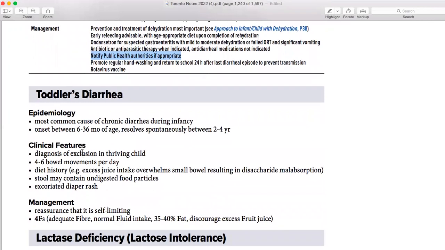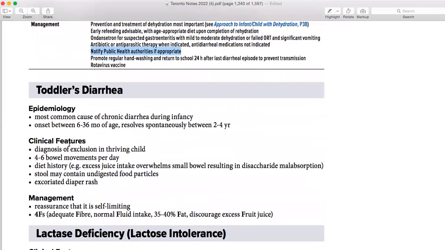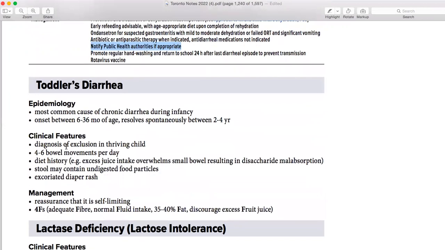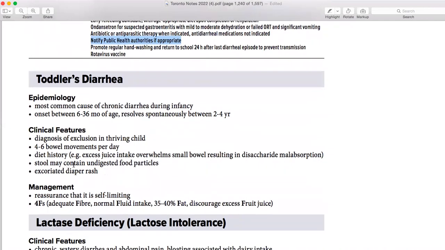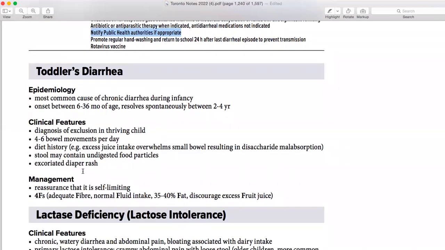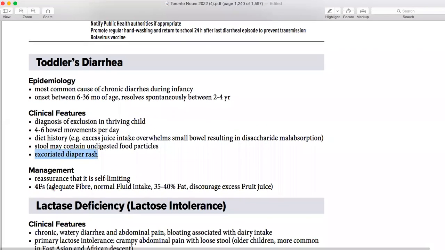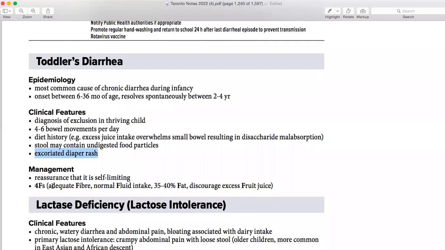Then toddlers: that is basically chronic diarrhea during infancy, like 6 to 36 months, a diagnosis of exclusion in the thriving child, with 4 to 6 bowel movements per day. Then the diet history; stool may contain undigested food particles and excoriated diaper rash. So it can present as toddler's diarrhea. Then what are you going to do with toddler's diarrhea? Nothing. Reassurance, right? Here they already mentioned you don't have to give anything. No investigation. If no investigation is mentioned, you don't have to give any investigation, right?